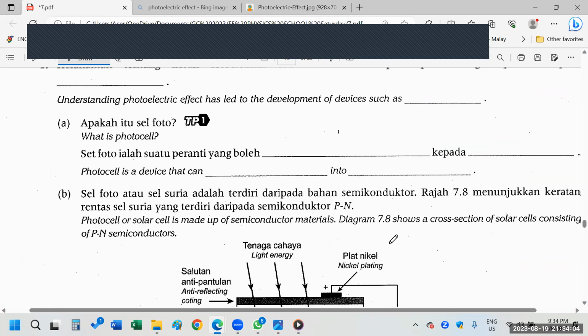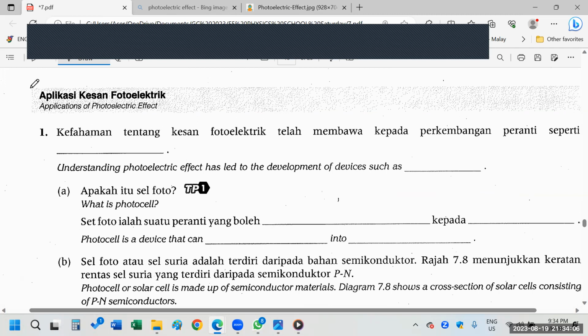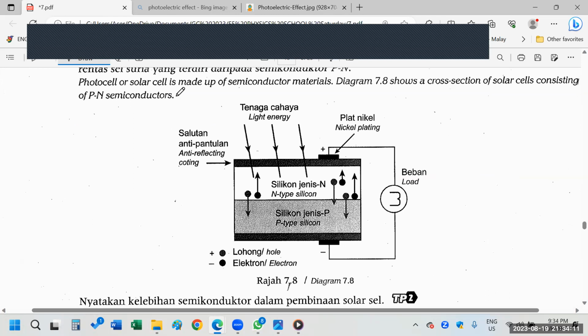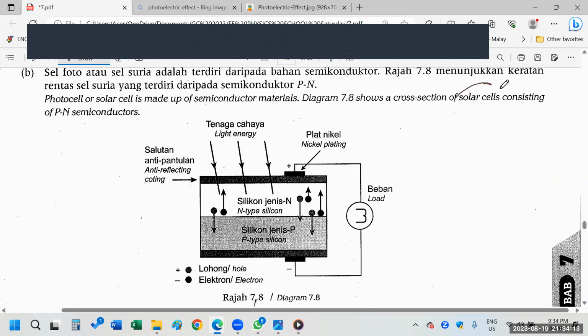Okay, then what is the application of the photoelectric effect in our daily life? We use it as our solar cell. Solar cell means it gets light, and we emit our electron to the load.